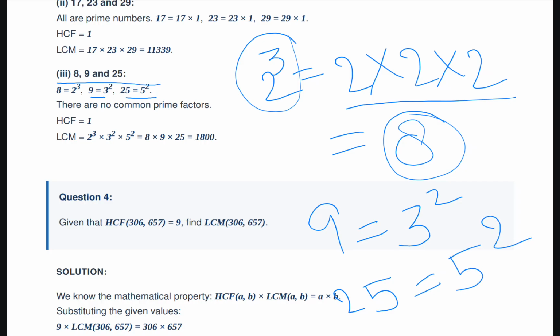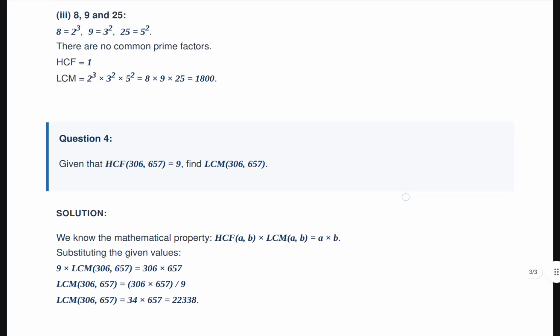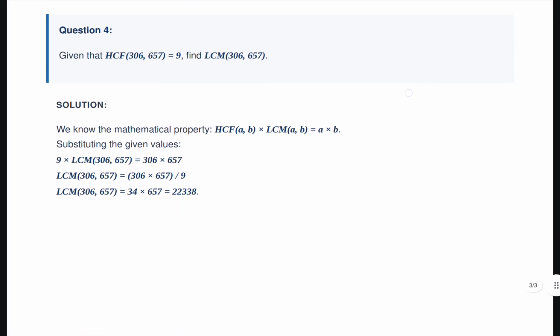Again you can see nothing is common here except 1. So your SCF will be 1. And for the LCM, you will multiply these three: 5 raised to the power 2, 3 raised to the power 2 and 2 raised to the power 3, and you will get 1800. So your LCM will be 1800. Now move on to the next question again.